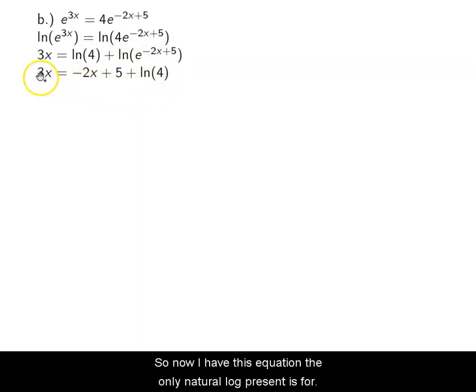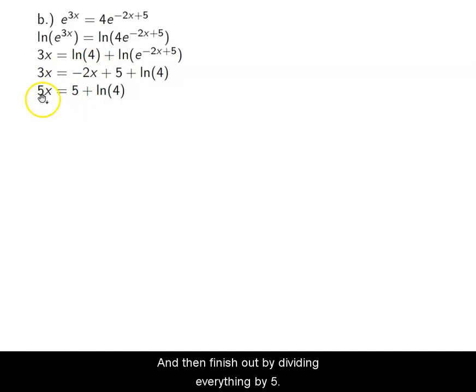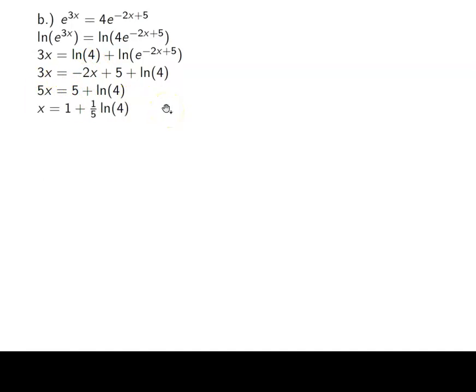Okay, so now I have this equation. The only natural log present is 4. This exponent comes down, this exponent came out, and now I can start to get all my x's on one side by adding 2x to both sides, and then finish out by dividing everything by 5. Okay, so that leaves me with a 1 and a 1/5 natural log 4.